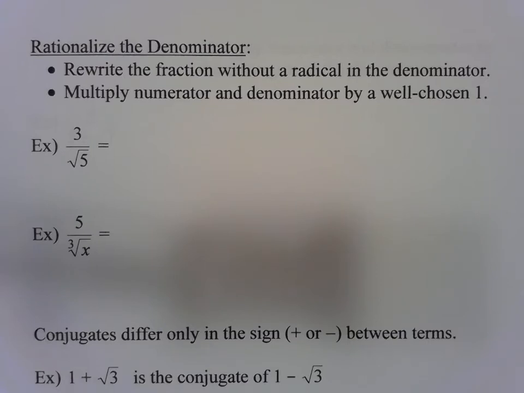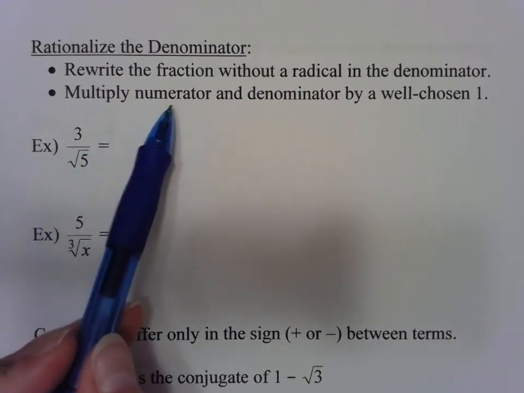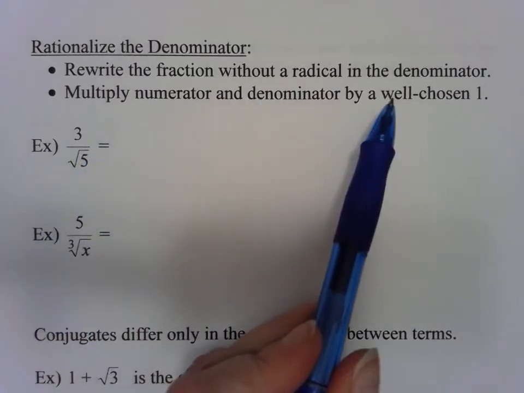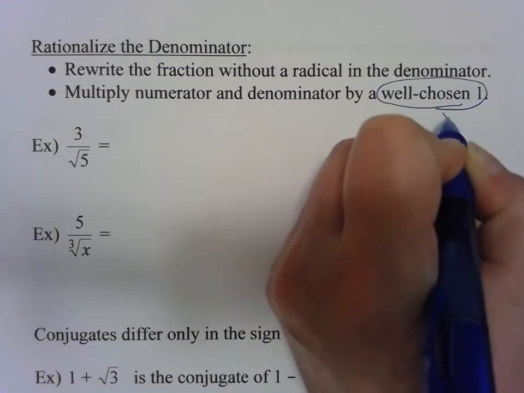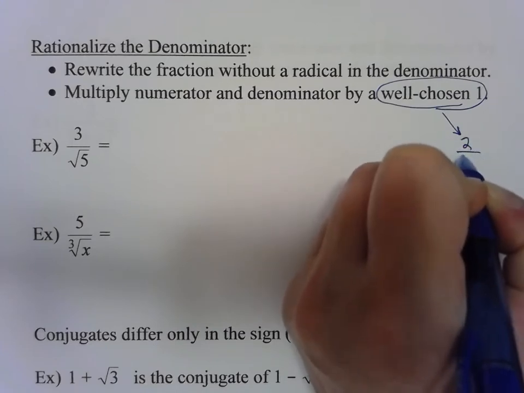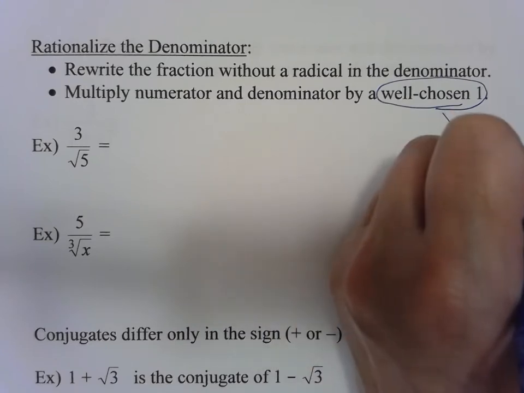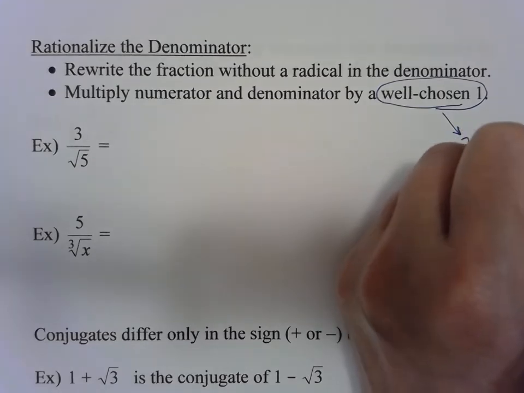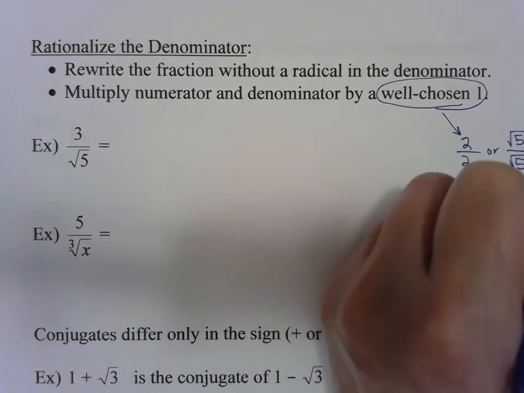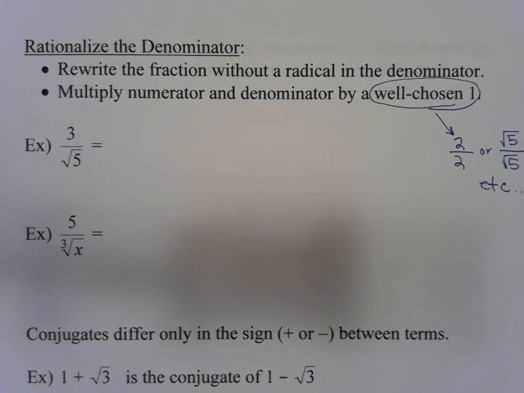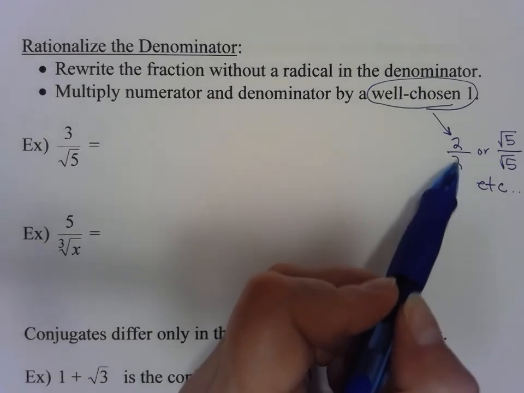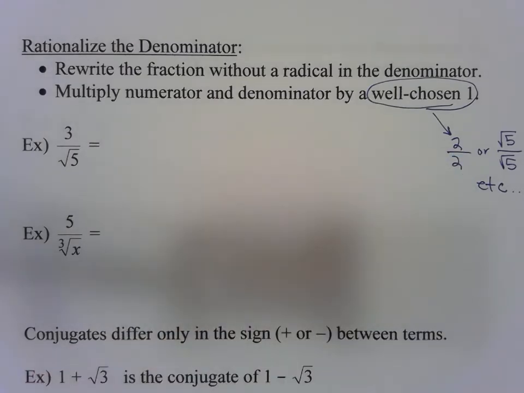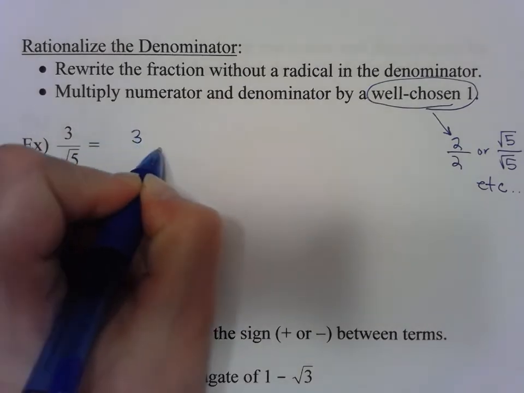To do that, usually we multiply the numerator and the denominator by the same amount. Your book, I think, calls it a well-chosen 1. This would be like 2 over 2, or for us in the next example, we're going to do square root of 5 over square root of 5, where if I were to divide these, I would get 1. And so I can multiply anything by 1 and not change its value. I'm just rewriting it in a different way. So that's what we're going to do here.